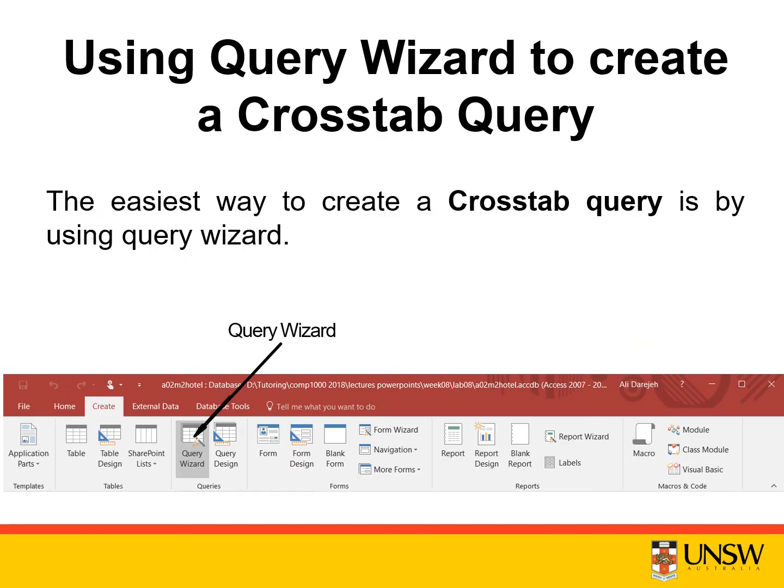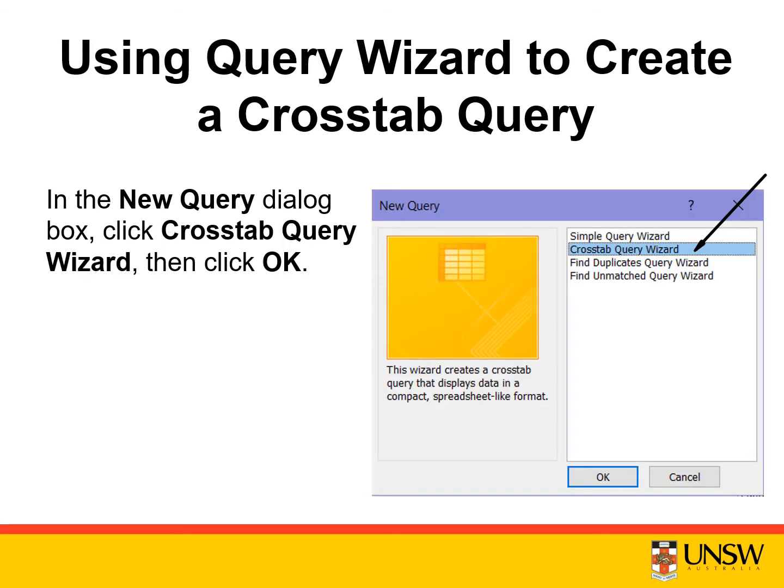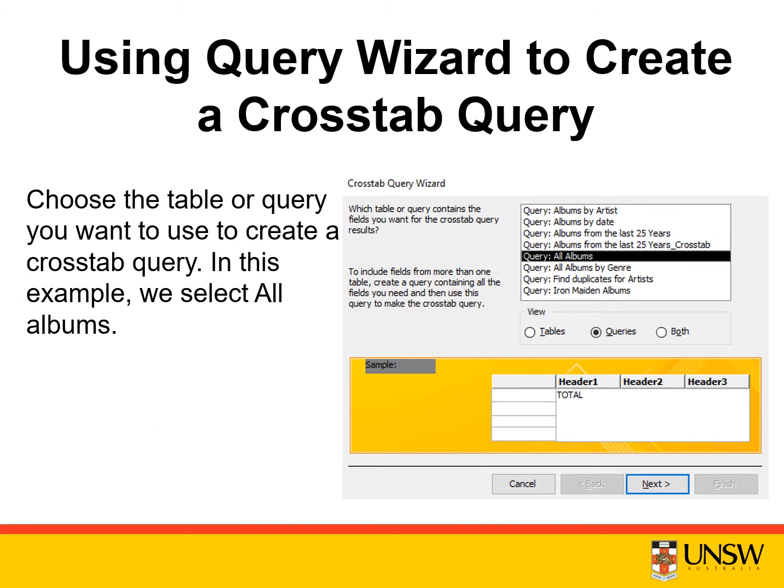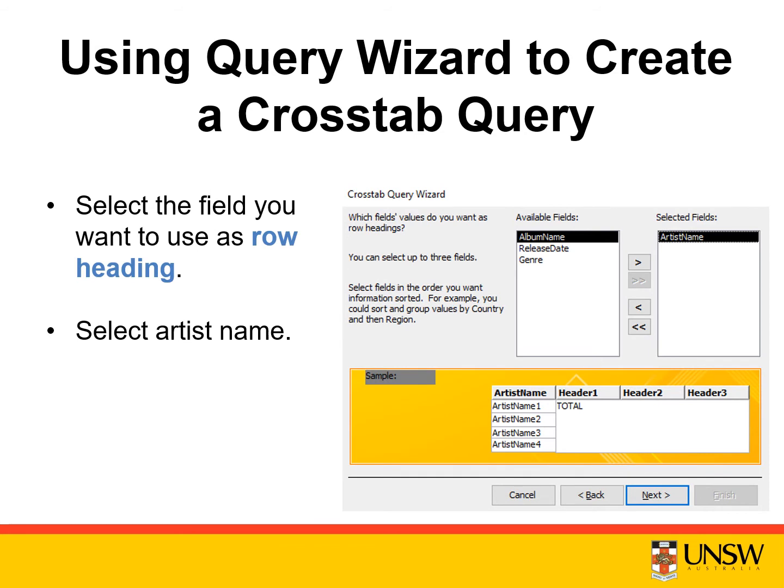In order to create a crosstab query, go to the Create tab and click the Query Wizard. In the New Query dialog box, select Crosstab Query Wizard and click OK. Here you should choose the table that you want to use in your crosstab query. Based on our example, Albums table is selected. In this step, you should choose the field that contains the values that you want to use as row headings. Based on our example, select Artist Name.